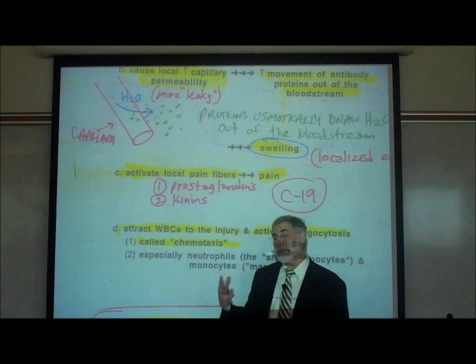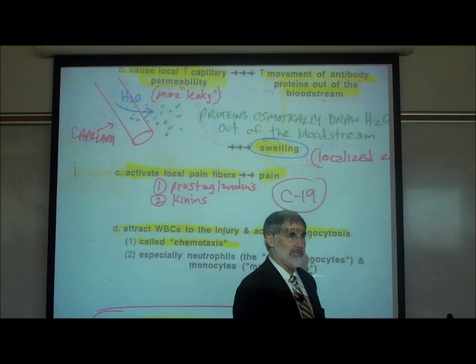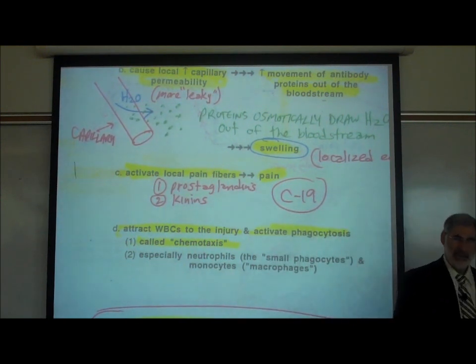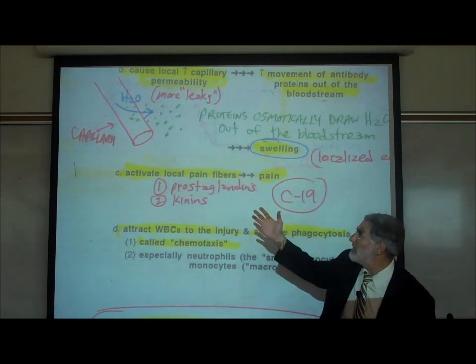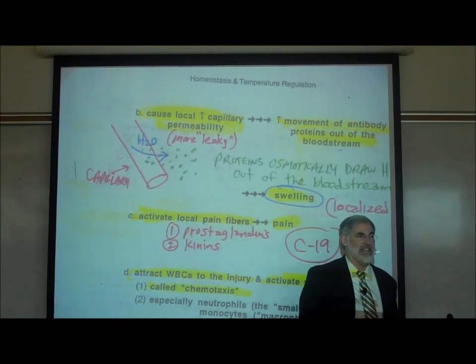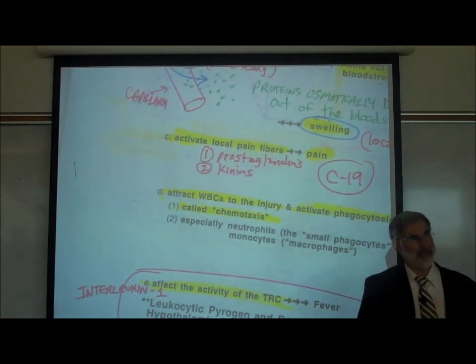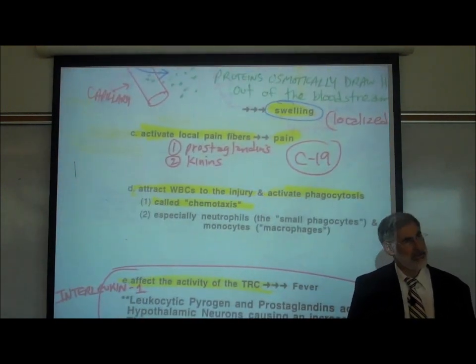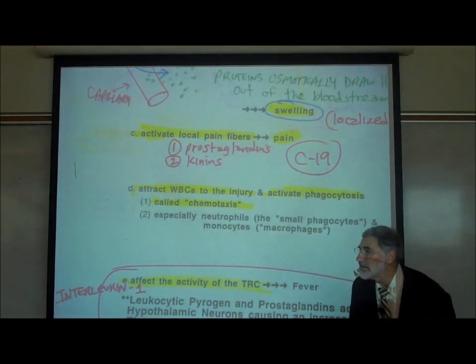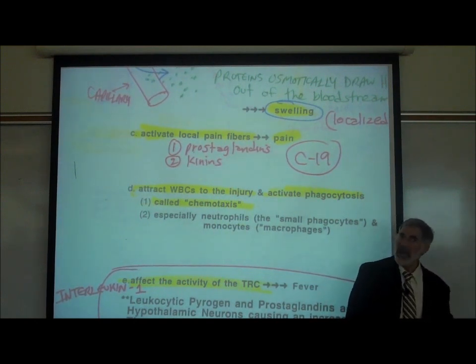So far we've been talking about the benefit of each of these. What was the benefit of dilating vessels in the injured area? Brings more oxygen, nutrients, white blood cells. What's the benefit of making the wall of the capillary more permeable? Proteins, including antibody proteins, can get out to the injured area. All right, what's the purpose, the benefit of pain? Did it have any benefit? It lets you know. It warns you there's something wrong. That's the purpose of pain.